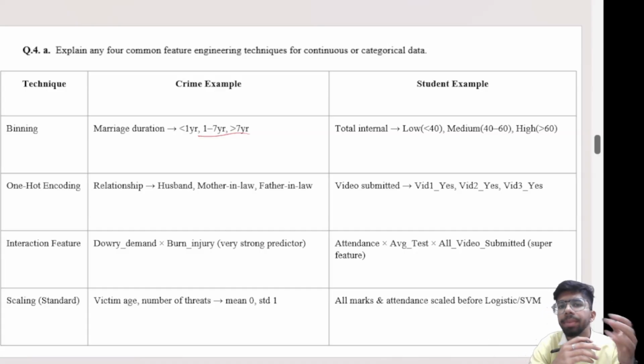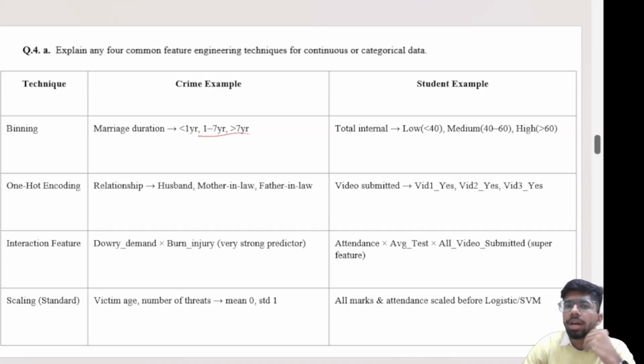Third is interaction features, which means combining 2 or more features to create a stronger predictor. In the crime example, I have shown dowry demand times burn injury. This combination becomes a very strong predictor for classifying cases into BNS 80, dowry death. Individually, both features are useful, but when multiplied, they capture a much stronger pattern. In the student example, attendance times average test times all videos submitted becomes a super feature. This captures the combined effect of consistency, performance, and engagement. Such interaction features usually increase model accuracy significantly.